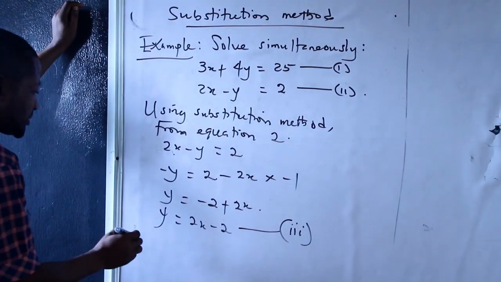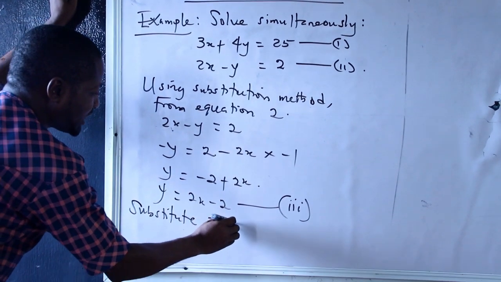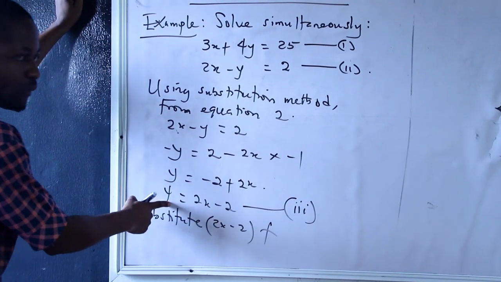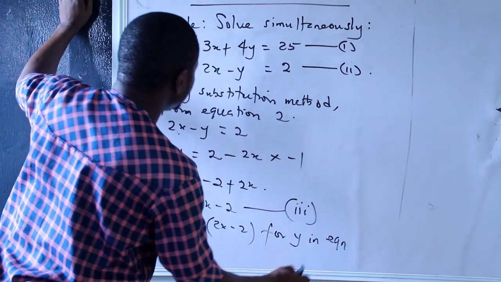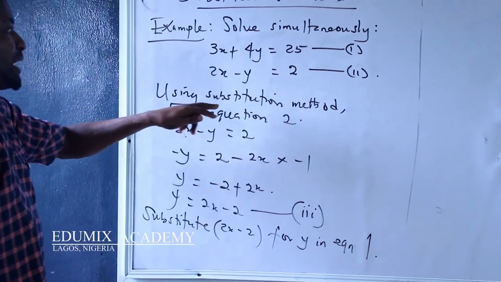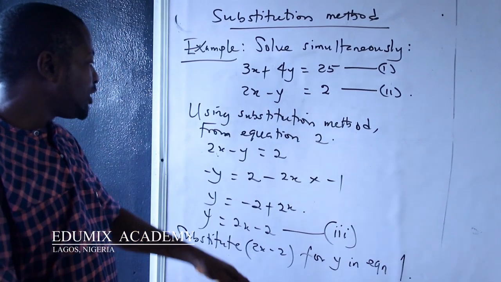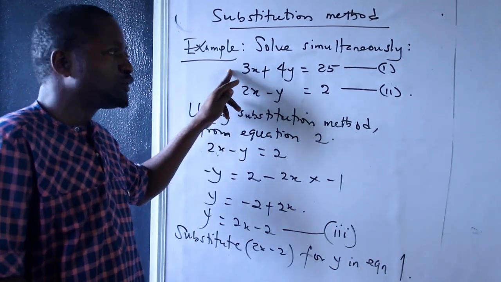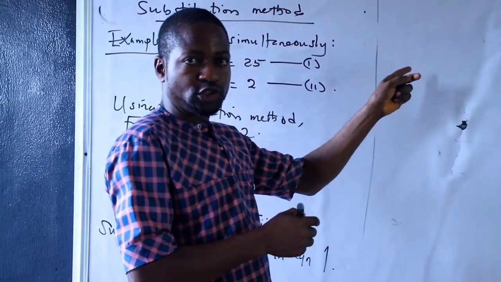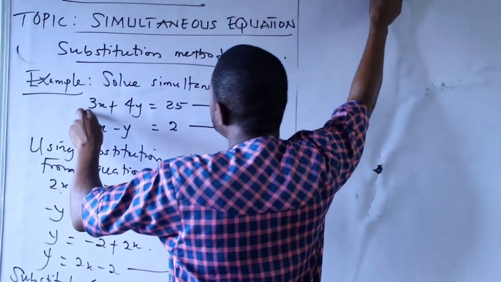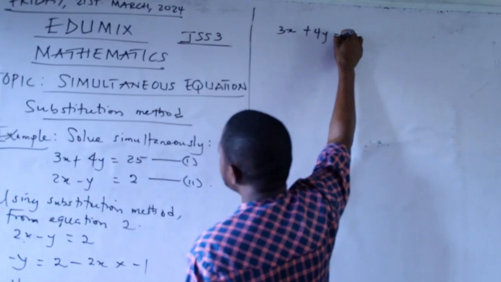Okay, you now say substitute 2x minus 2 for y in equation 1. Remember I formed equation 3 from equation 2, so I cannot put it back into equation 2. So I put it back into equation 1. So I write out equation 1. Equation 1 is 3x plus 4y equals what? 25.